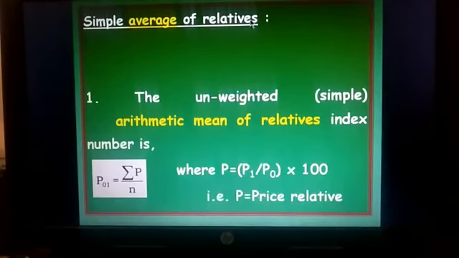Of relatives it is, that's why this capital P is nothing but P1 by P0 multiplied by 100. According to the headings, we will have the concept as well as the formula. We have to very keenly observe.